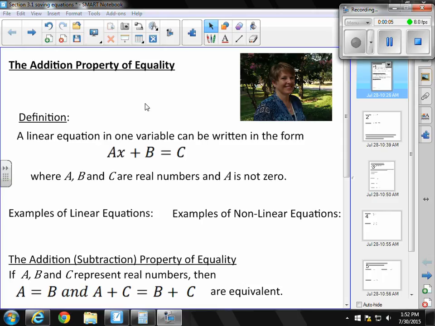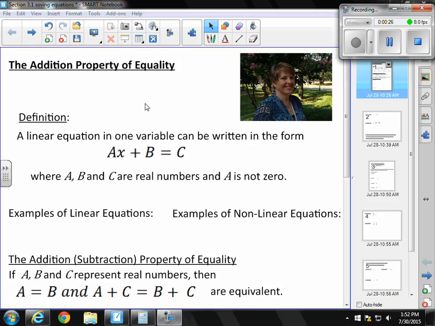In this video, we'll be talking about how to solve linear equations. We'll start with the addition property, but first I want to just define what a linear equation is. A linear equation in one variable can be written in the form ax plus b equals c, where a, b, and c are real numbers, and a is not 0.